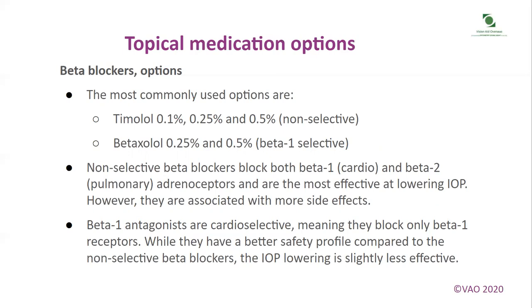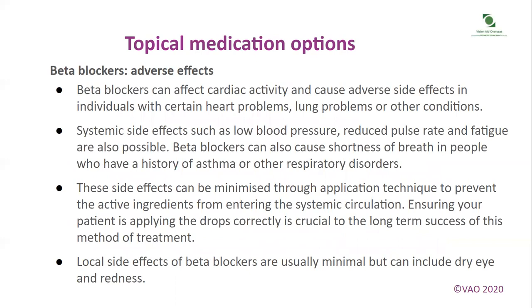Beta-1 antagonists are cardioselective, meaning they block only beta-1 receptors. While they have a better safety profile compared to the non-selective beta blockers, the IOP lowering is slightly less effective. Beta blockers can affect cardiac activity and cause adverse side effects in individuals with certain heart problems, lung problems, or other conditions.